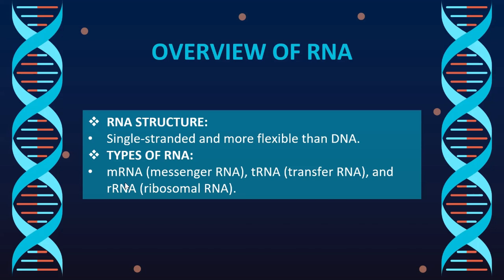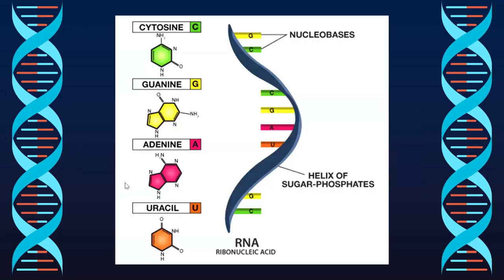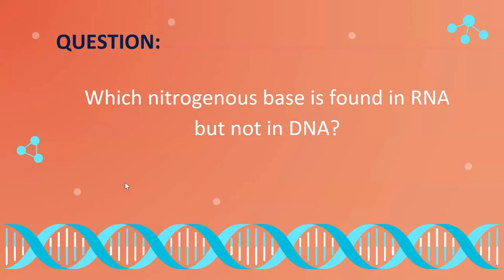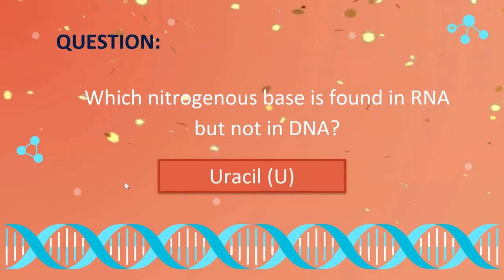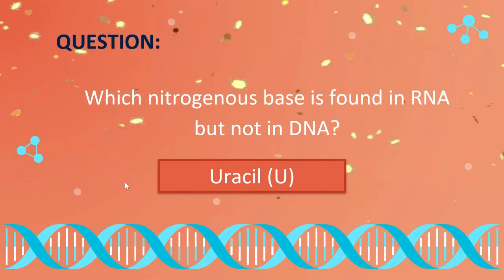Okay? So this is actually the structure of our RNA. So for RNA, we have here the 4 nitrogenous bases. We have the cytosine, guanine, adenine, and uracil. Okay. So let's proceed. So I have here a question again. Which nitrogenous base is found in RNA but not in DNA? So the answer here is uracil. Ayan.